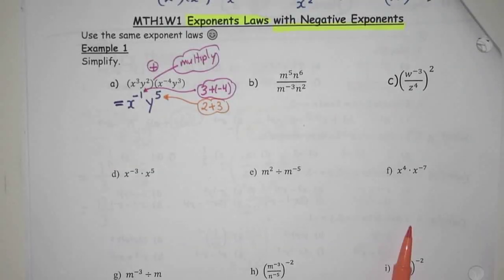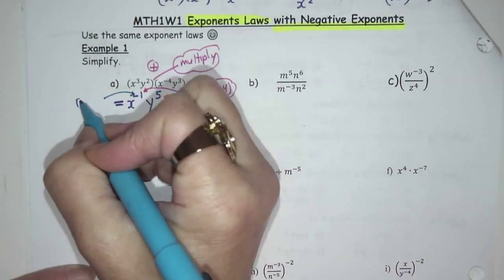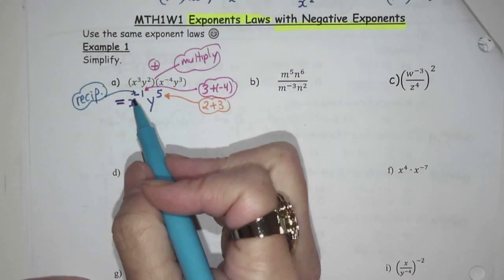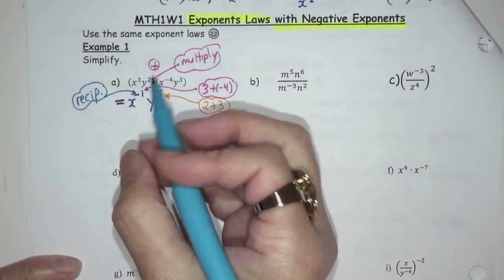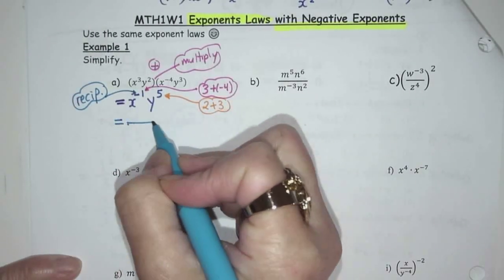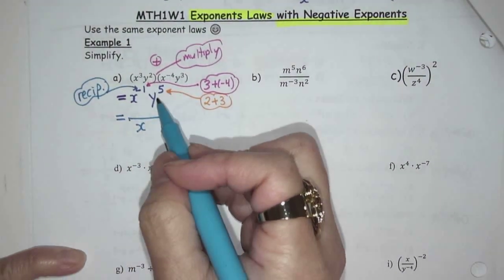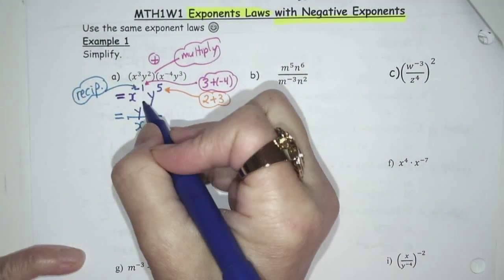Now, we know how to work with negative exponents better than we did before. So what I want you to understand is that this negative here means reciprocal. I want you to write your answer without these negative exponents. I want you to rewrite this one so it's down in the denominator. It's a reciprocal, so it's going to be x to the 1 in the denominator. So that goes to the bottom. This y to the 5 is still in the numerator.